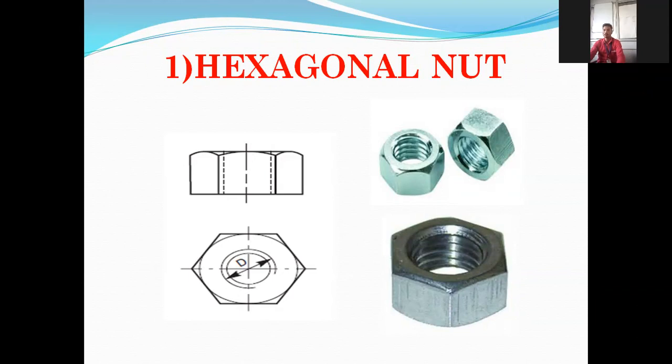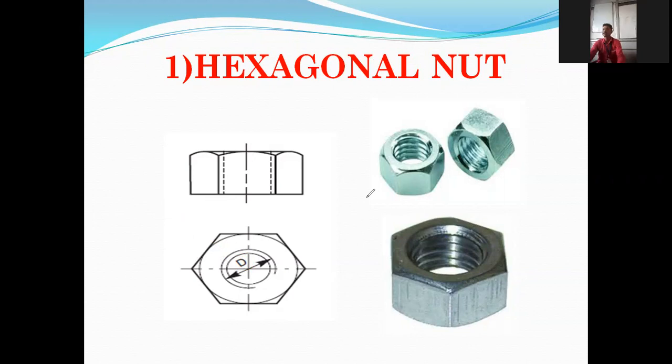A question may come in your mind: why is it called hexagon? You have seen in engineering graphics, EGD, hexagon, pentagon, square, whatever. So its periphery is bounded by hexagon. That's what is called hexagon. Further, what is this D? What is the name of this D? Nominal diameter, or major diameter.